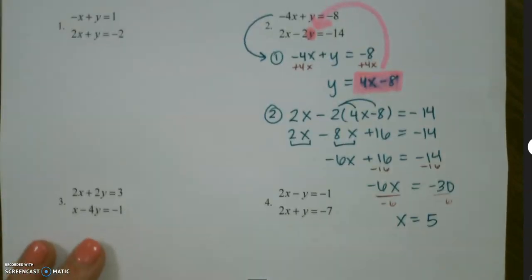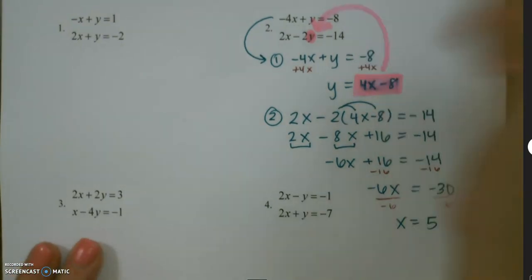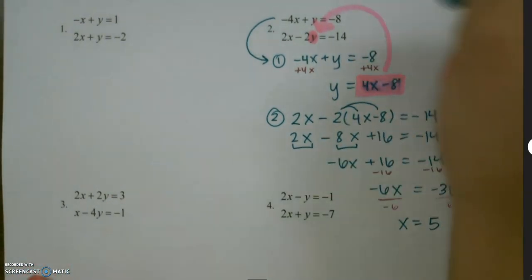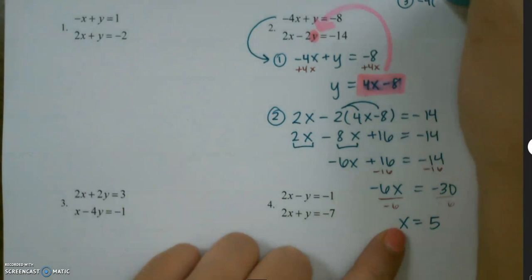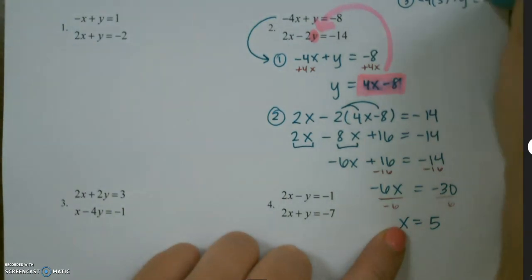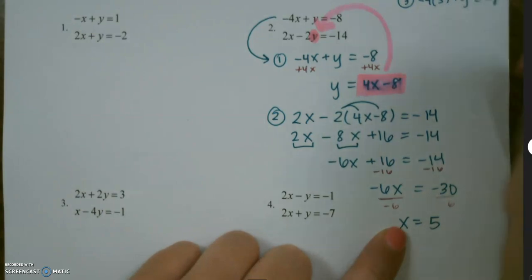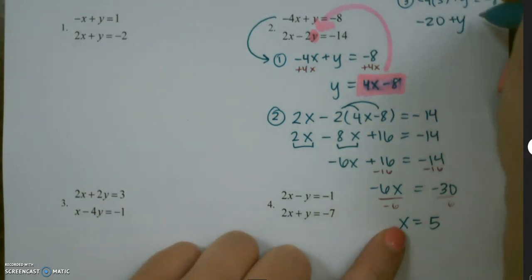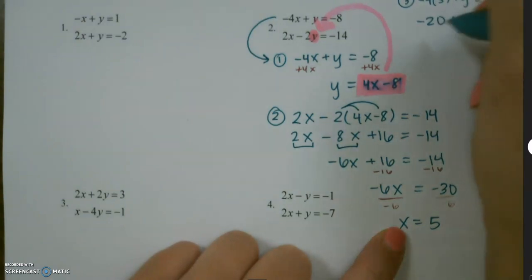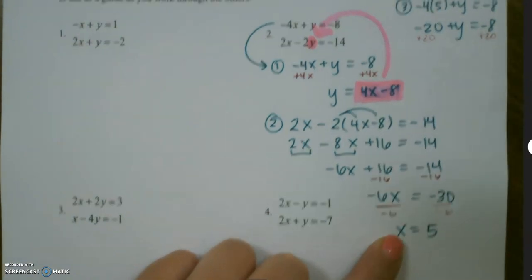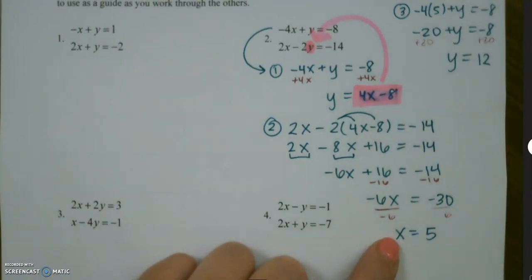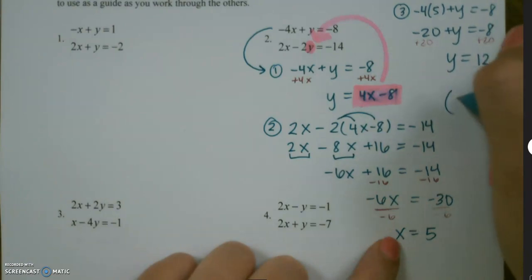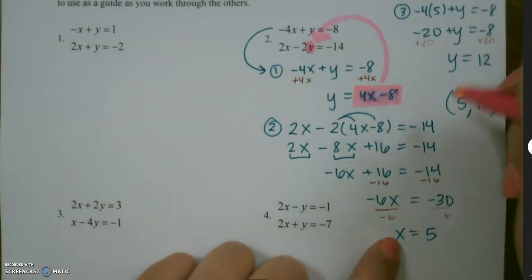Now that I know what my x value is, I can then substitute that back into either of the equations. So my final step, take my x, plug it back into either equation. I'm going to plug it into the first one. If I substitute that in, we get negative 20 plus y equals negative 8. We can add the 20 to both sides, so plus 20 plus 20. So it looks like y is equal to 12. Therefore, the solution to the system is 5, 12.